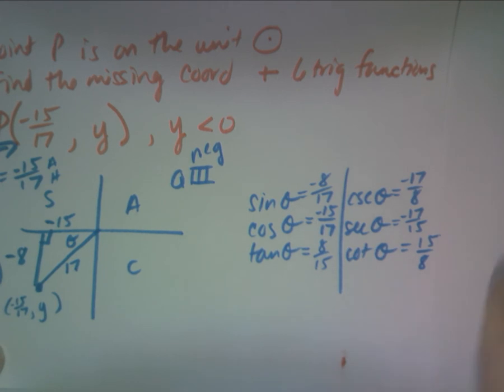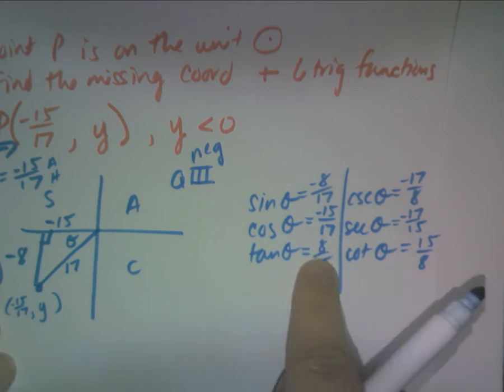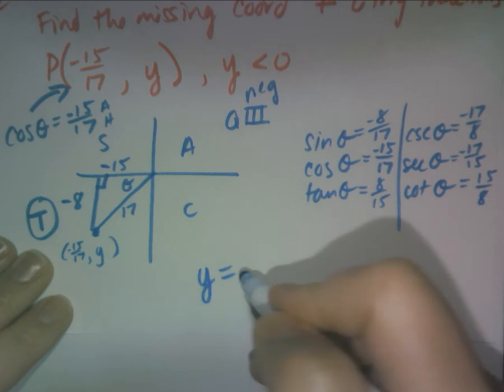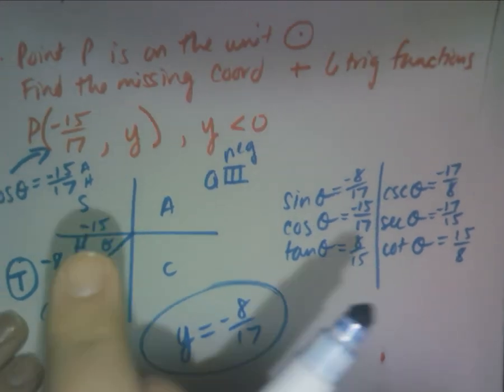What was it? Which one up here is the y value? Oh, yes, you're right. I'm sorry. I thought you said 8 over 15, and then I'm like, she said 17. Yes, very good. It's your cosine. There you go. I like this question.